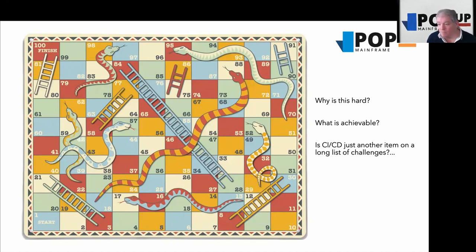So we've spoken a bit about the snakes, the sort of resistance elements that make adopting DevOps on the mainframe really hard. What are some of the ladders? How can we actually make this process as streamlined as possible? What are the accelerators that we can use?